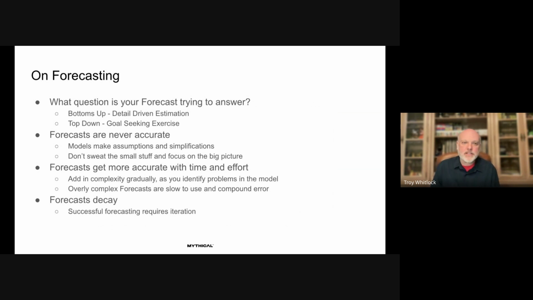Before you start forecasting, understand what you are trying to answer with your forecast. There are two different asks that I get for my forecast. One is a bottoms up forecast, which is very detail driven, and it's something that the team will use.